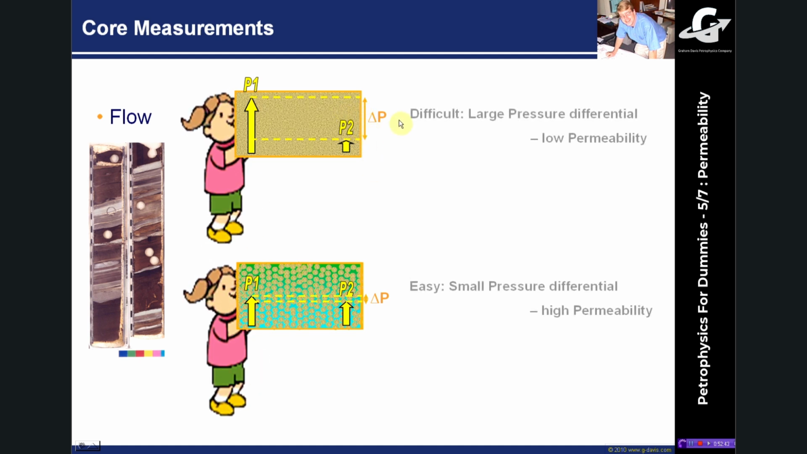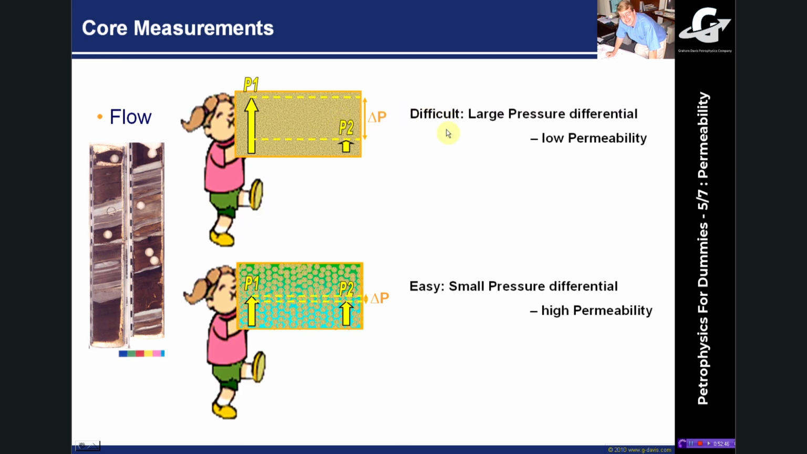And when it's difficult, there's quite a large pressure drop, and we say there's a low permeability. And when it's easy, there's a small pressure differential, and there's a high permeability. If you'd like to Google Darcy, there's an equation there that you can use to calculate permeability from cross-sectional area and pressure differentials. But this is the concept that I just want to get across at the moment. Easy is high permeability, and this hard-working stuff up here is low permeability.